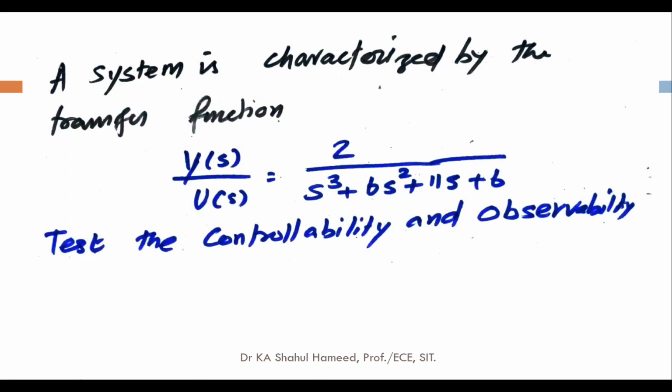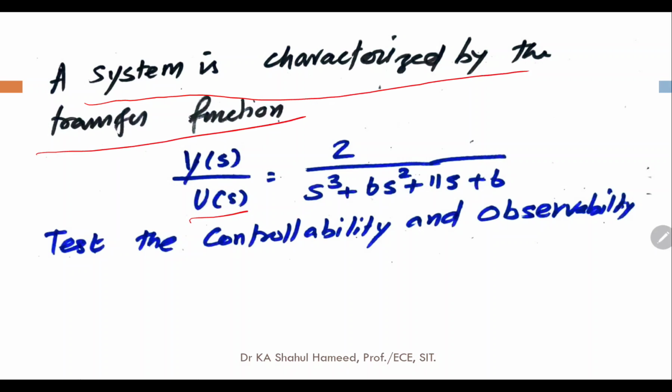A system is characterized by the transfer function Y(s)/U(s) equal to 2 divided by s cube plus 6s square plus 11s plus 6. We have to test the controllability and observability of the system.